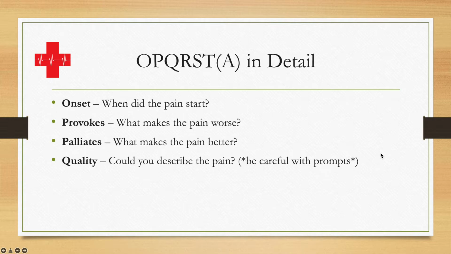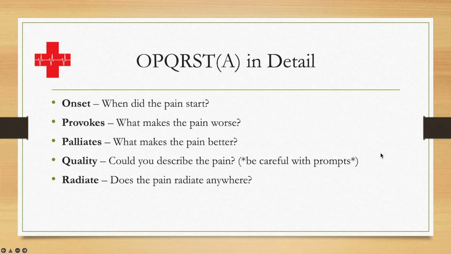So don't start straight away with going, could you describe the pain for me? Is it, for example, A, B, C, or D? Don't do that. Give it a bit of time, give it a moment to say, could you describe the pain to me, and see what it's like. If they really don't know what to say, you can carefully do some prompts, but otherwise people are likely to go with the first option that you give them because they just want to get on with this assessment so they can get something for the pain.